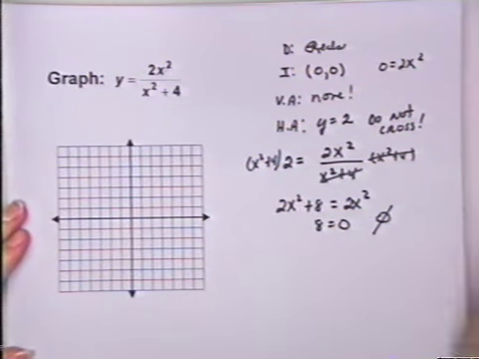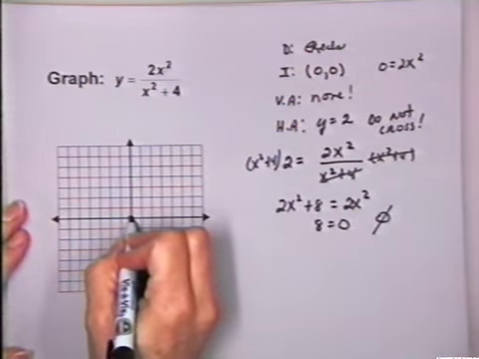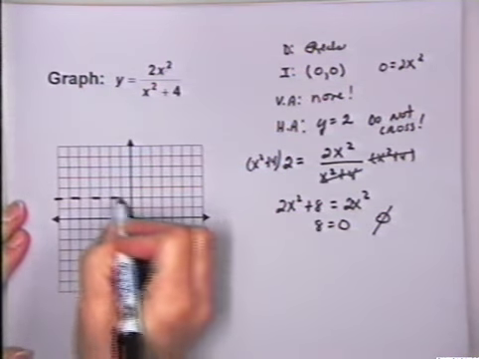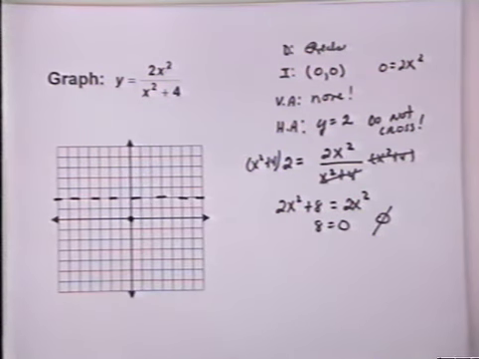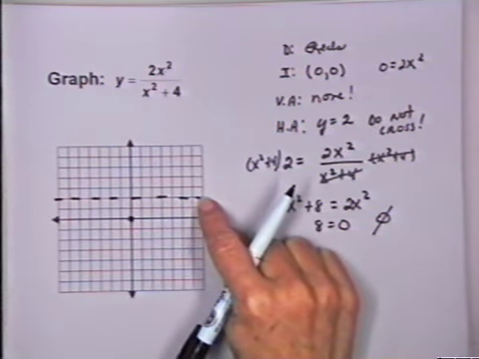Well, this is going to be an interesting looking problem. Let's see, we've got this intercept at 0, 0. We have a horizontal asymptote at y equals 2. No vertical asymptotes, and I know I don't cross this line right here. Well, I think on this one we're going to have to find a few points to see if we can get some idea of what's going to happen here.